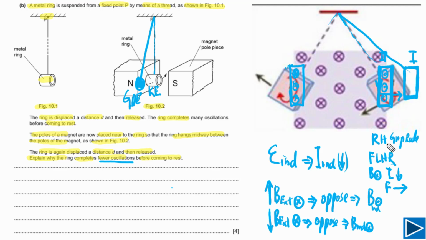So again we can use the right hand grip rule here. We can find the direction of current in this. If we use the right hand grip rule, we can find the direction of current.